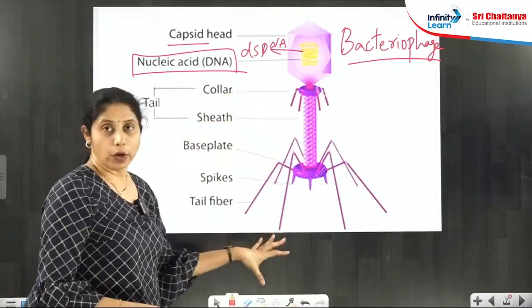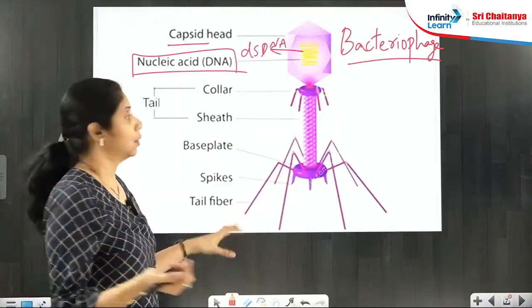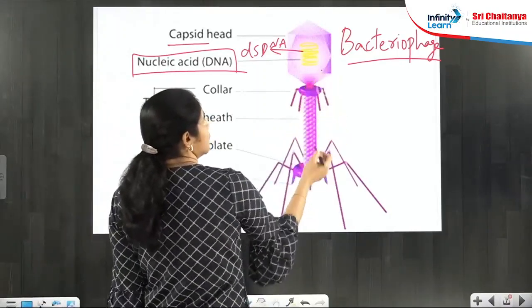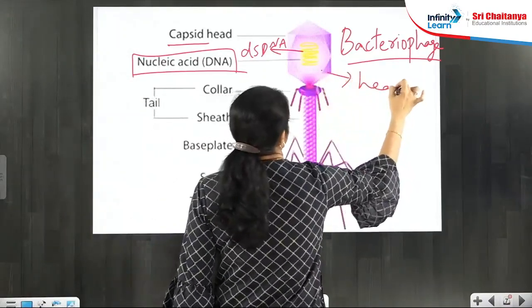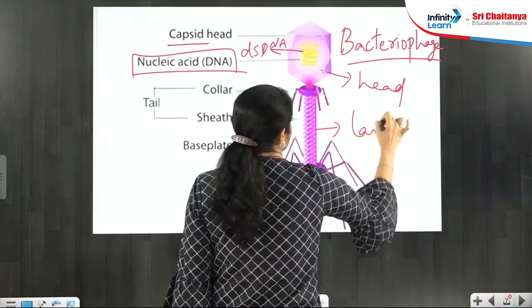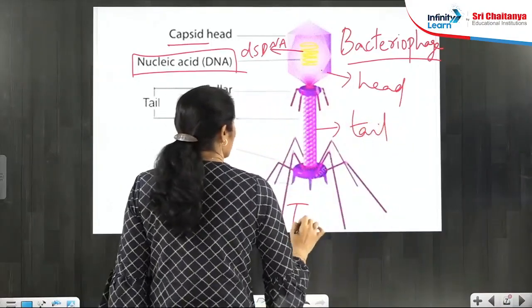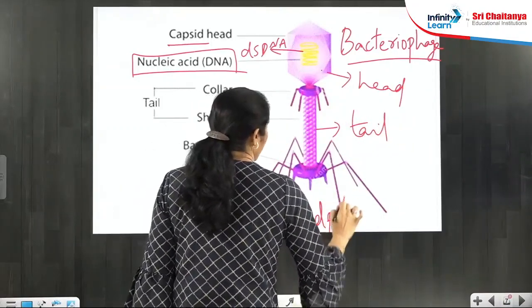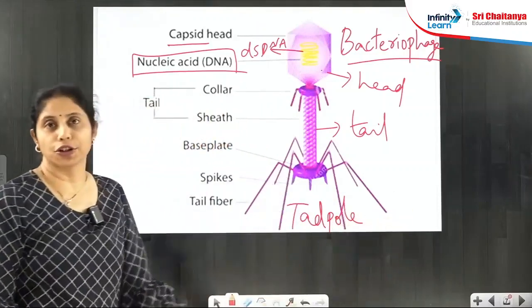So this will be looking like a tadpole shape. This will be having the head portion. This is called the head. This is called the tail. So it looks like a tadpole, a larva of frog, tadpole shape.